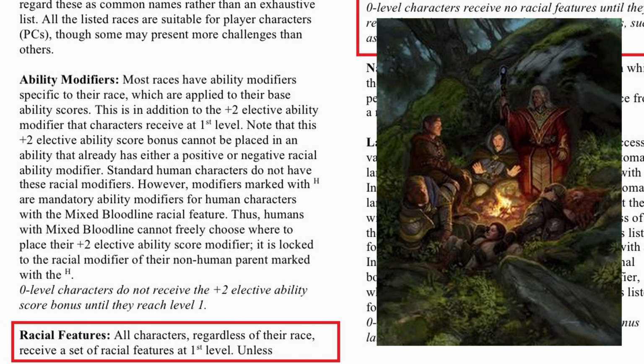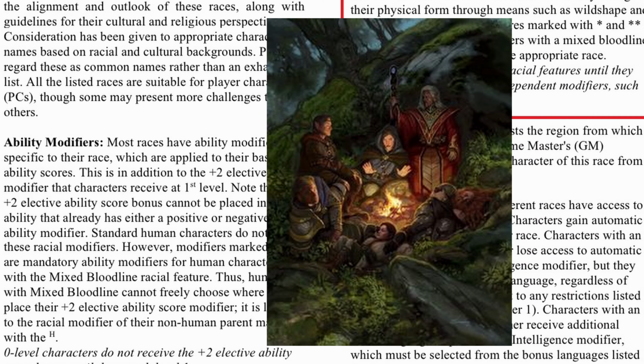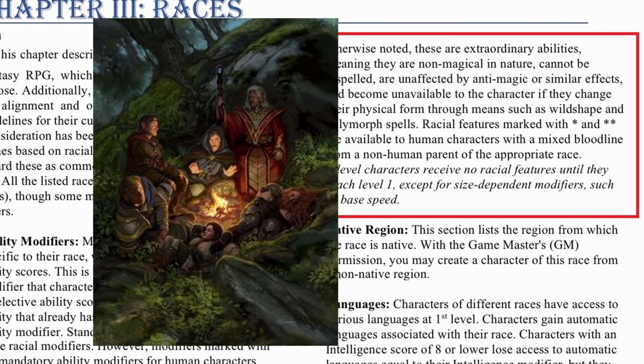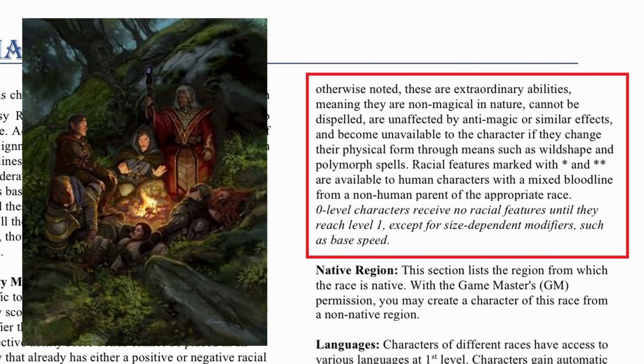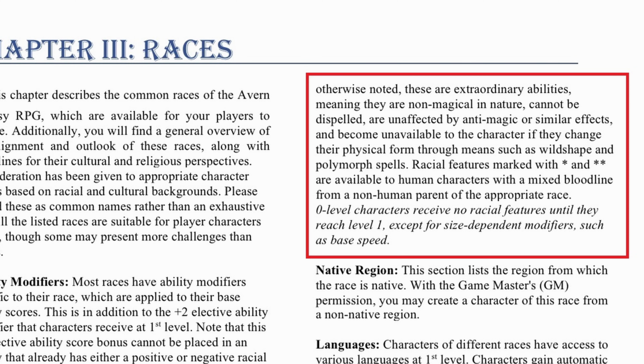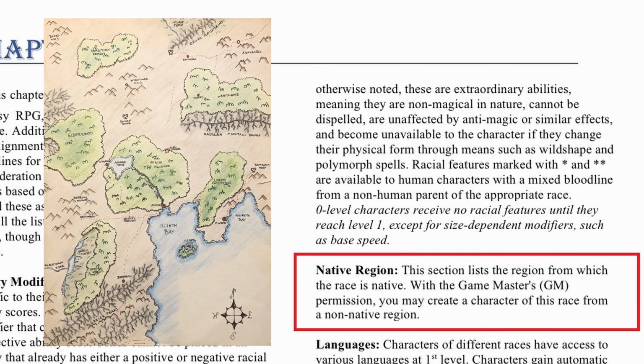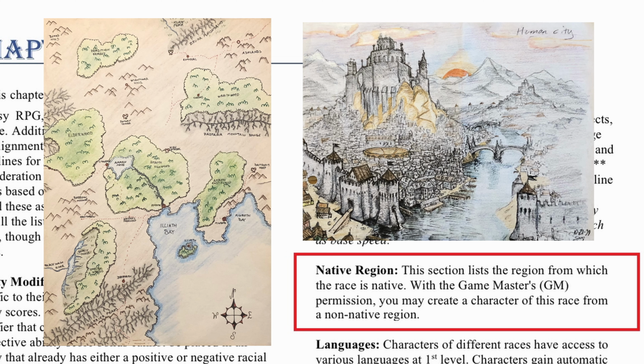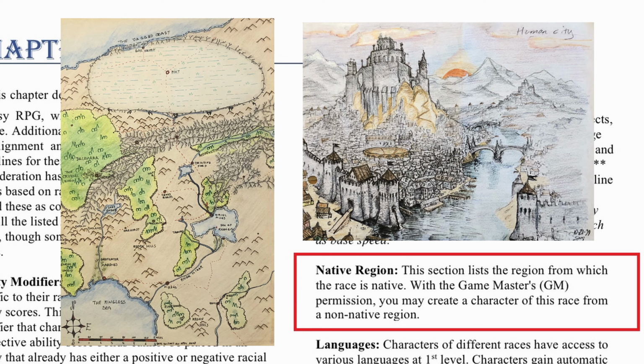Each race comes with a set of racial features, granting them unique abilities. These features are typically extraordinary abilities that are non-magical in nature and are unaffected by anti-magic effects. It's essential to understand these features before you create your character, as they can greatly influence your character's ability and playstyle. Every race also has a native region entry. This is a place from which they originate. With your game master's permission, you might be able to create characters of a particular race from a non-native region. This can add depth to a character's backstory and motivation.